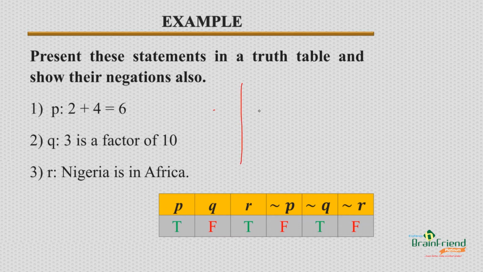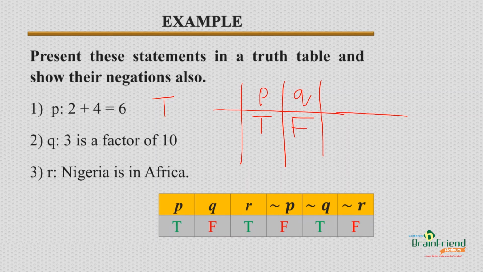If you look at the table down here, you see that the way we generated this was, for the first statement, which is P, we ask ourselves, is 2 plus 4 equal to 6? Well, the answer is true. So we will indicate true for P. Next, we ask ourselves, is 3 a factor of 10? Well, 3 is not a factor of 10, so it will be false. Finally, is Nigeria in Africa? The answer is true because Nigeria is in Africa.